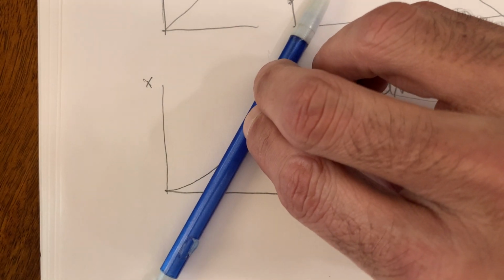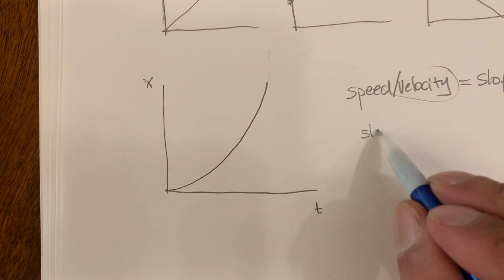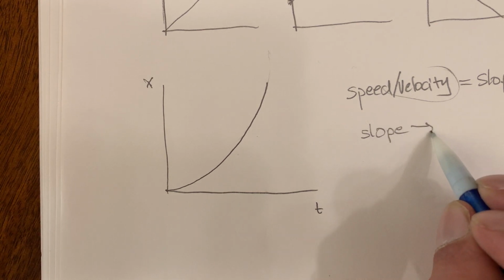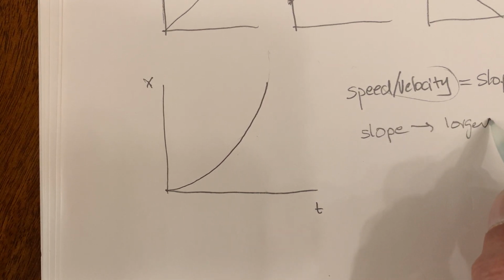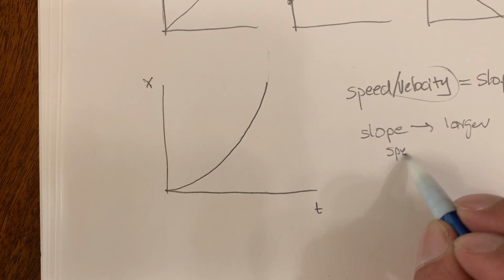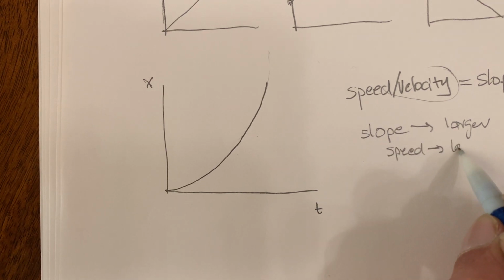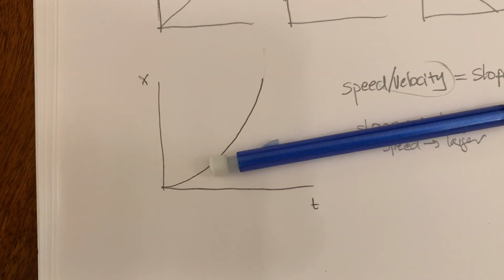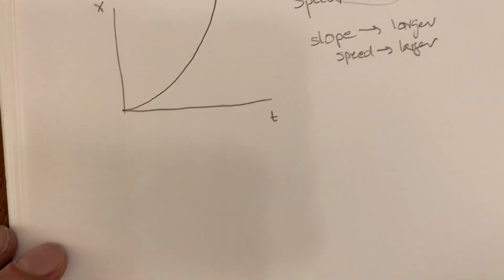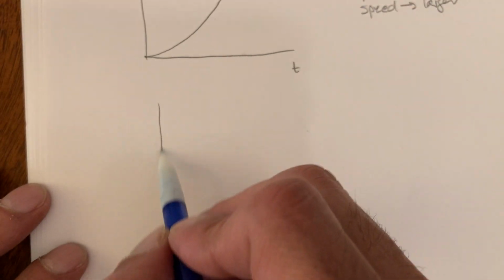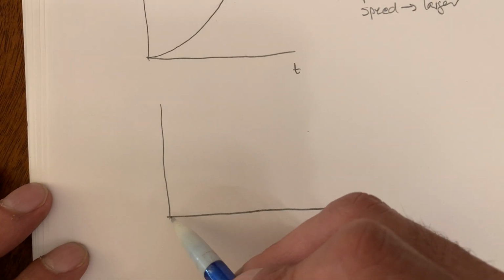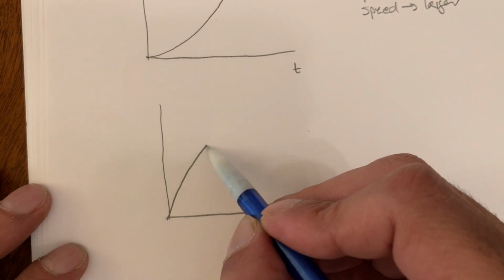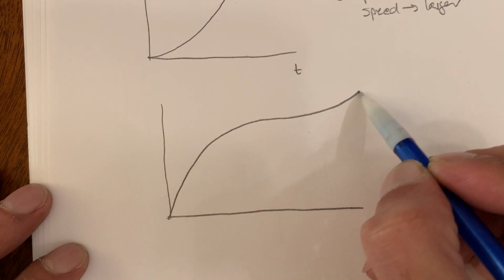What does that mean? It means the slope is getting larger, so the speed must be getting larger. Okay? That's all there is to it. All you gotta do is use your pencil. Okay, here, let's try it again. I'm gonna have one that looks like that and then goes on like that.